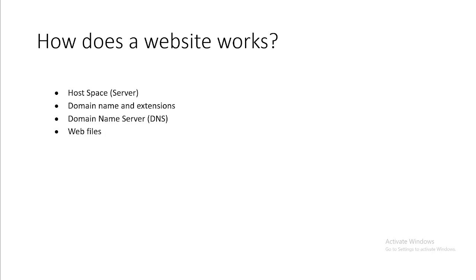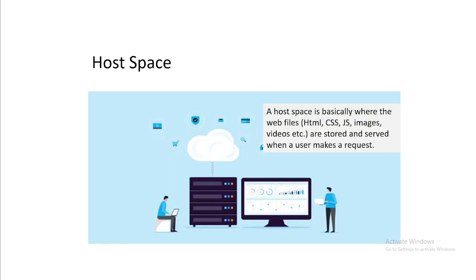For a website to work properly, there are four things involved. Number one is the host space, which is the host server. Number two, domain name and extensions. Number three, domain name server, DNS. And number four, web files.